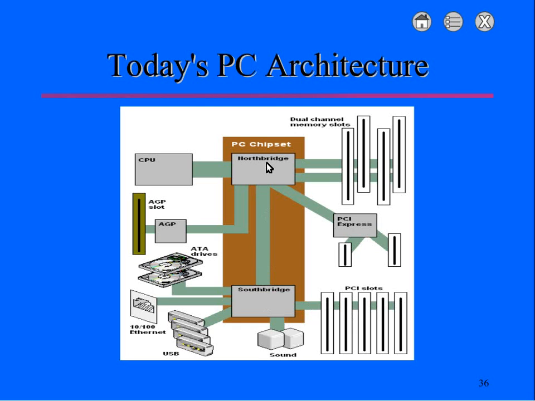The north bridge chip also communicates with higher speed expansion slots, like it would communicate with if you had a special slot for a video card, or if you had PCI Express slots. All those things would connect directly to the north bridge. So that's kind of an overview of how everything is connected inside of modern PCs.